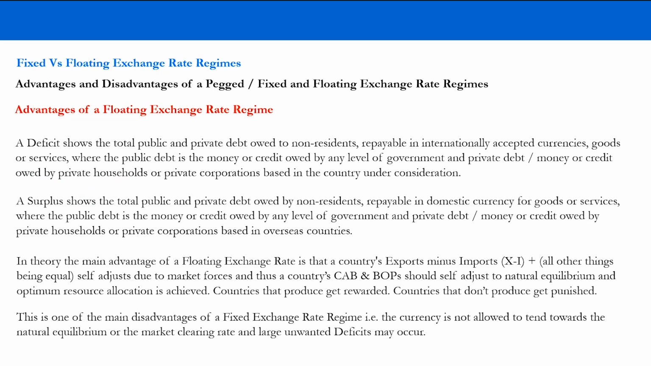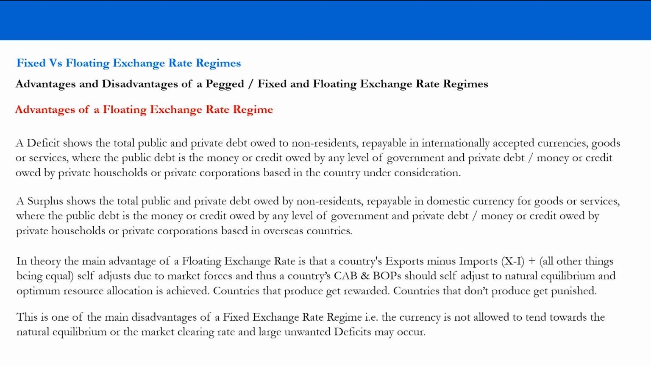So basically, a deficit shows the total public and private debt owed to non-residents, and that's repayable in internationally accepted currencies, goods, services, where the public debt is the money or credit owed by any level of government, and private debt is money or credit owed by private households or private corporations based in the country under consideration. I know it gets a little bit complicated, but it's really critical to knowing all this stuff. So I would advise you to go through this video a few times.